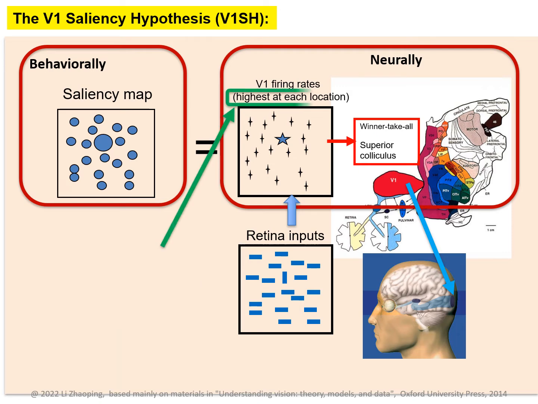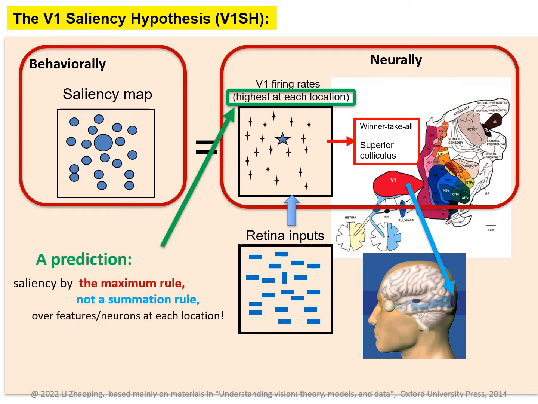One prediction comes from this VSH rule that it is the highest V1 firing rate, not the average or summation of firing rates of neurons for each location, that determines saliency. So therefore, a prediction is that saliency is by the maximum V1 response, not a summation of V1 responses for each location, when all these responses could be responses to different visual input features at that location. Let's have a concrete example.